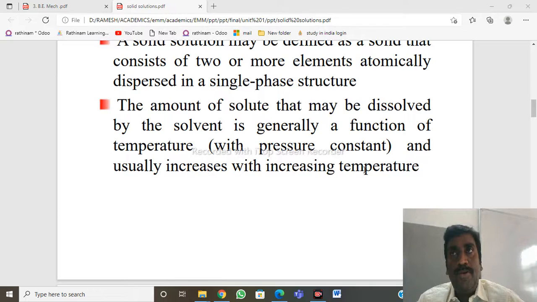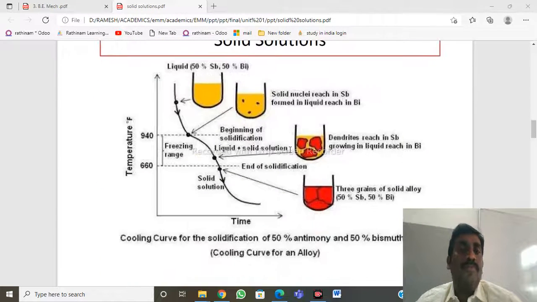Then we may be able to get the mixture of copper and gold. So gold is 91.6% and copper is 8.4%. So these two are the alloying elements. That means gold is a base metal, copper is an alloying element. So while combining these two elements, we may get a solid composite material.